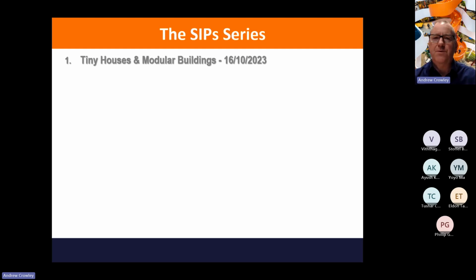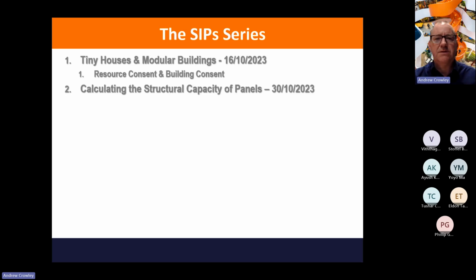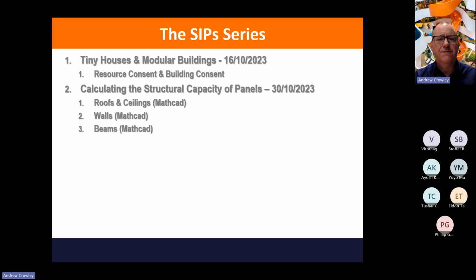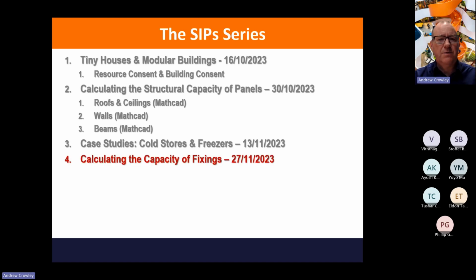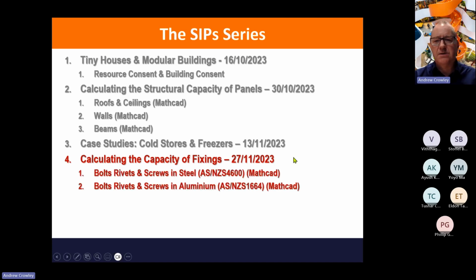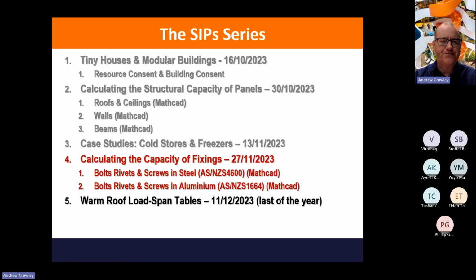A reminder of the full SIPs series. We started with tiny homes and modular houses. We then went on to the structural capacity of panels, looking at roofs and ceilings and walls and beams in structural insulated panels. Last time we were looking at cold stores and freezers, case studies, and this time we're looking at the capacity of fixings. And so yes, there's going to be lots of Mathcad.